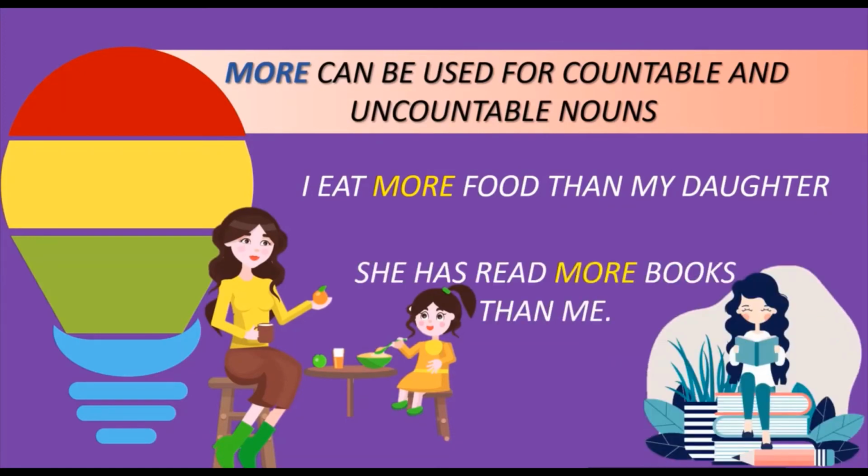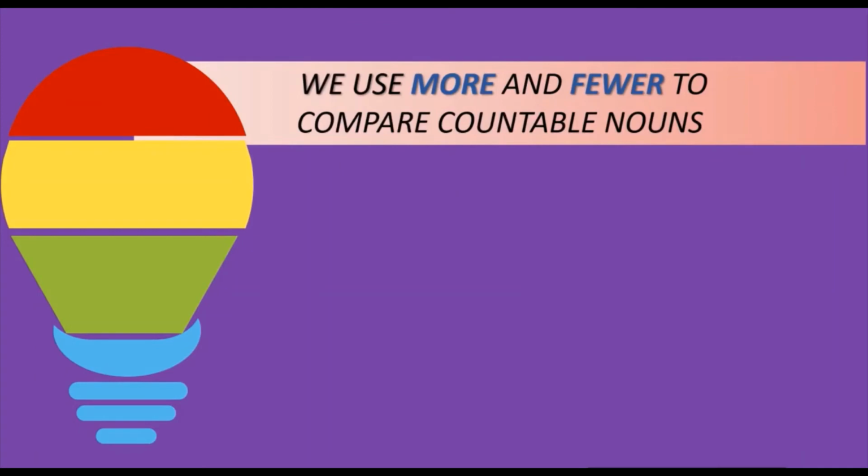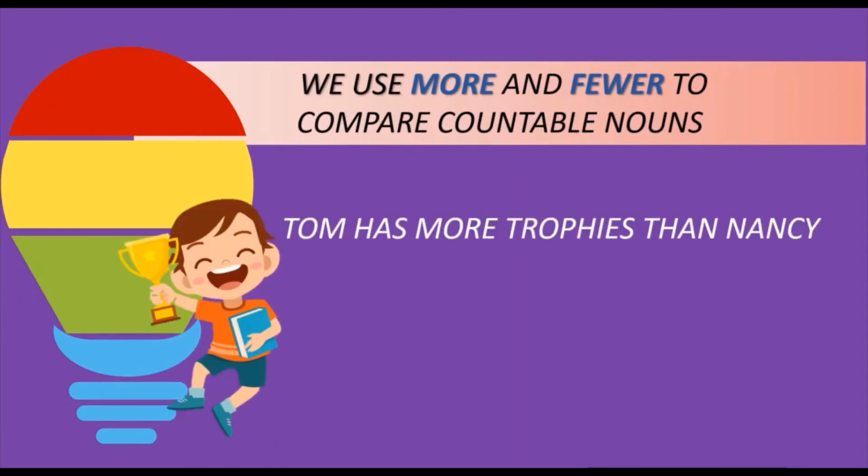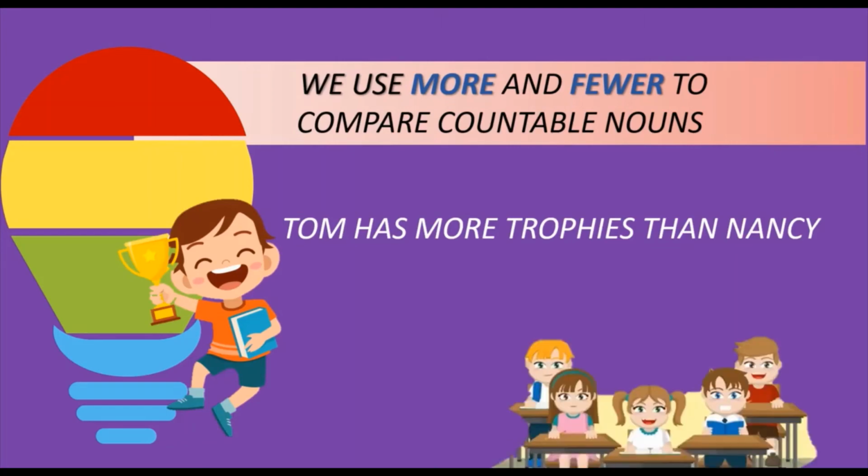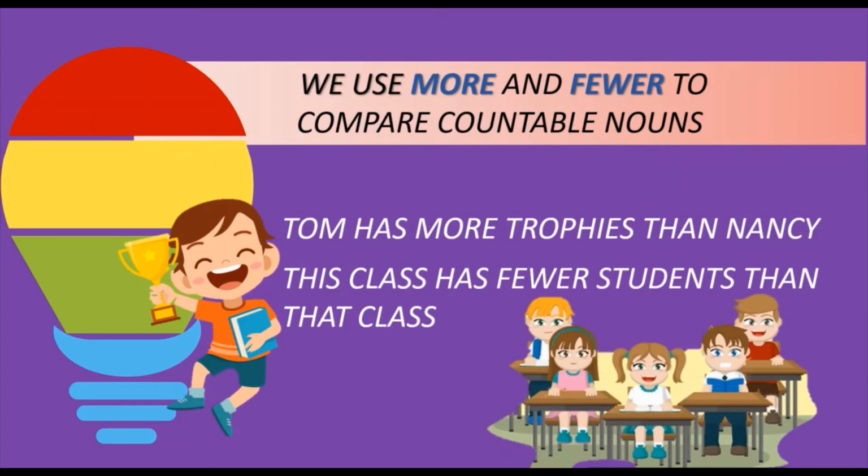Here food is uncountable. Whereas in the next example, she has read more books than me. Here books is countable. We use more and fewer to compare countable nouns. For example, Tom has more trophies than Nancy. Here trophies is countable. In the next example, this class has fewer students than that class.